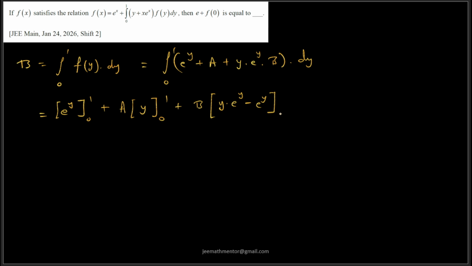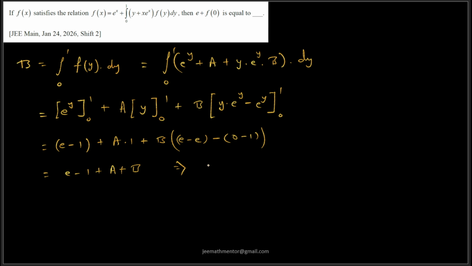And if you are a regular problem solver, of course, these are extremely simple for you. I'm just trying to be as lucid as possible. Putting 1 and 0 here, e power 1 minus e power 0, plus a times just 1 minus 0, plus b times 1 times e to the power 1 minus e to the power 1, this is 0, minus 0 times something, minus e to the power 0 is 1. It's basically e minus 1 plus a, plus b times 0 minus, minus 1, which gives plus 1 plus b.